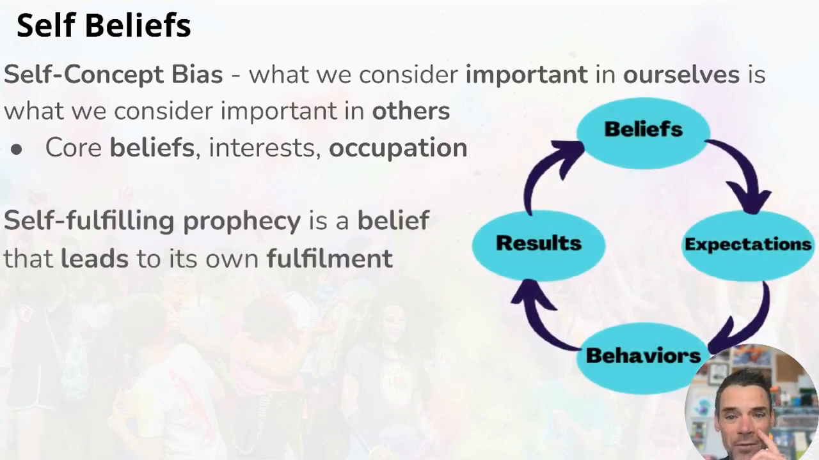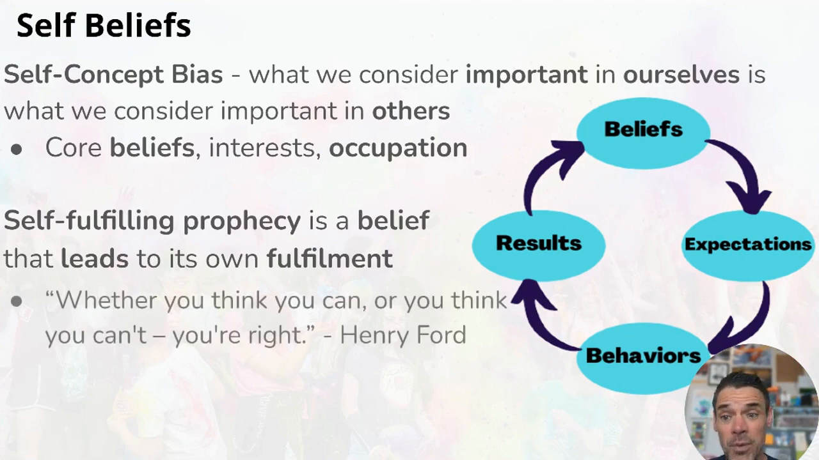The self-fulfilling prophecy is a belief that leads to its own fulfillment. So look at the graph up there. We got beliefs. Beliefs lead to our expectations that influence our behaviors, which causes results that in turn support those inaccurate beliefs. So that's self-fulfilling prophecy. This can be for good or for bad. So I love this quote, whether you think you can or you think you can't, you're right. Right? So whatever you believe, you're going to probably fall through. Those beliefs are going to lead to expectations, to behaviors, to results, and it's going to continue that cycle.